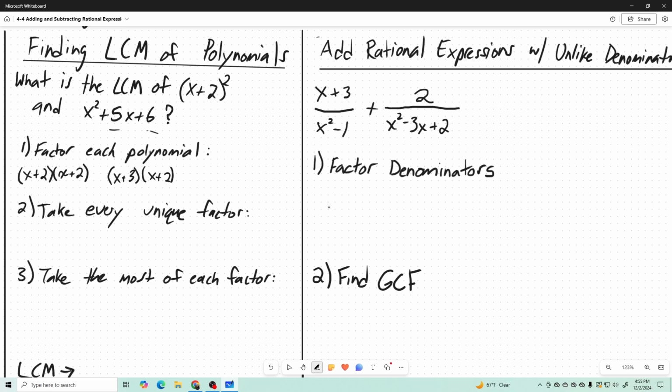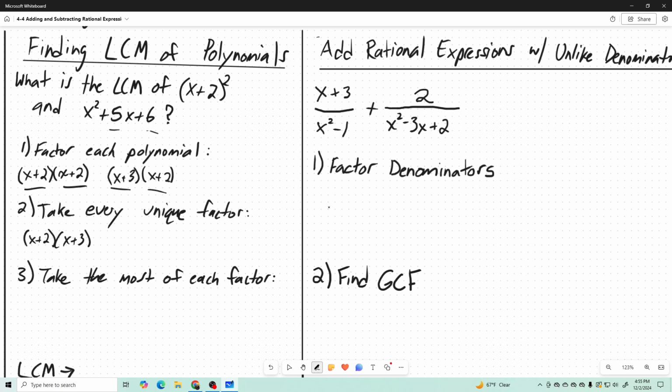Now take every unique factor. Unique factor means something that looks different. You'll notice that here we have x plus 2 and x plus 2. Those are not unique factors. Well, one of them, I guess, is unique, but those two are the same, so there's only one unique factor there. And then over here we have x plus 3 and x plus 2. So take every unique factor. We're going to put x plus 2 as a unique factor, and then x plus 3 as a unique factor. These are all of the unique factors that exist between both of these polynomials.